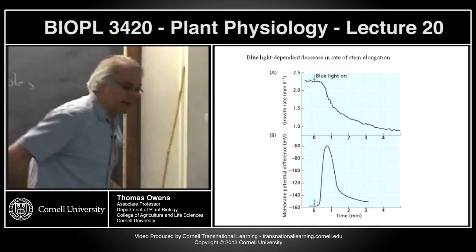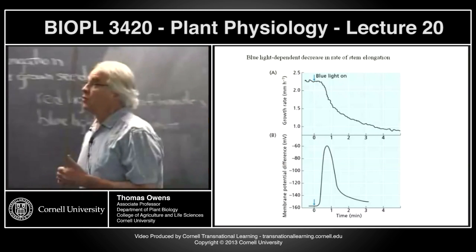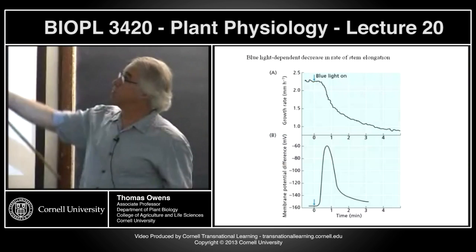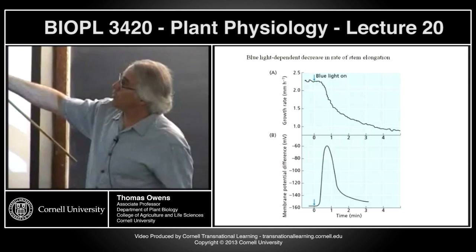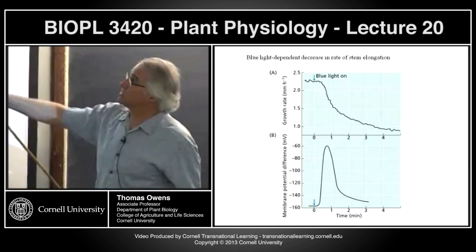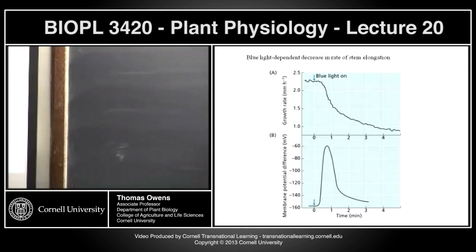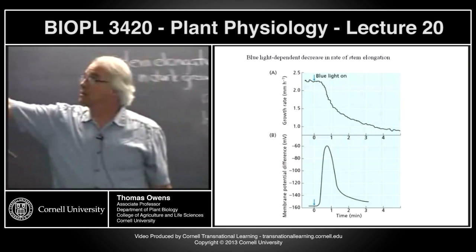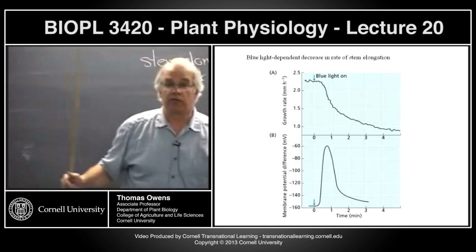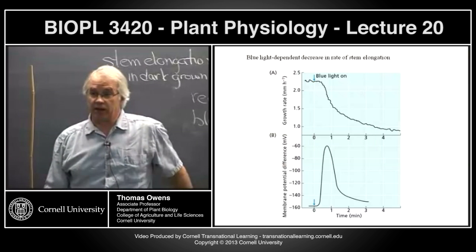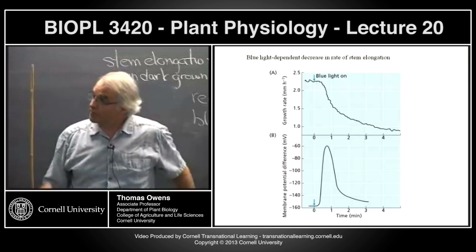So if we look at the rates of stem elongation following turning the blue light on, we can see that after a lag of about 30 seconds or so, there's a pretty rapid decrease in the rate of stem elongation. And this would be 10 times slower if we were talking about a red light response. There'd be a much longer lag for the Phytochrome.